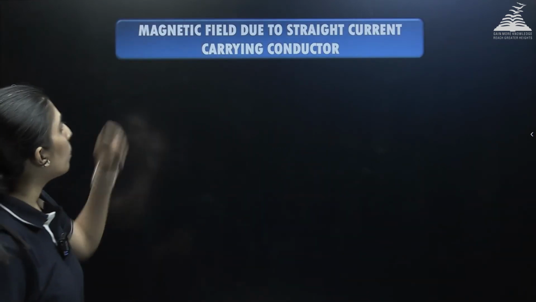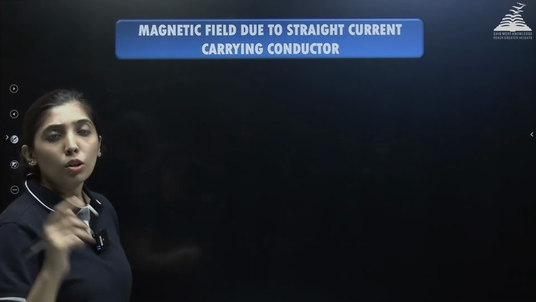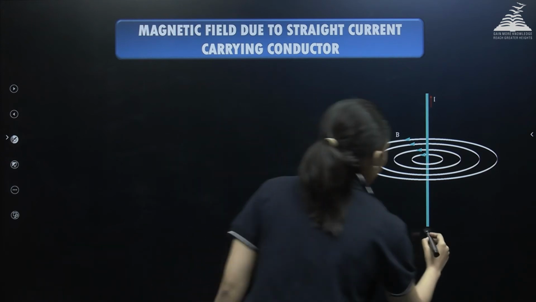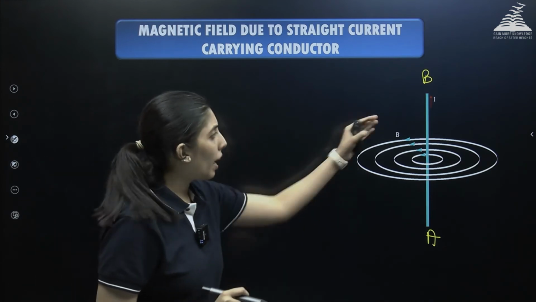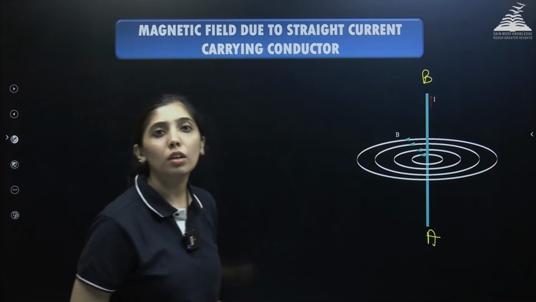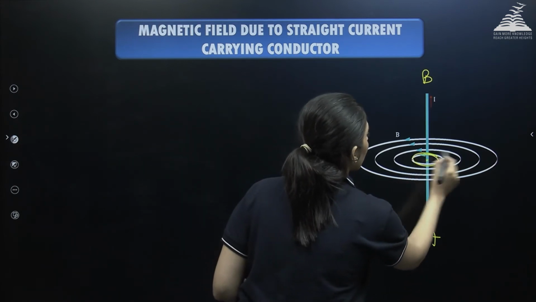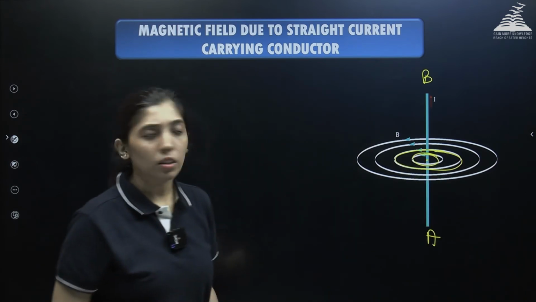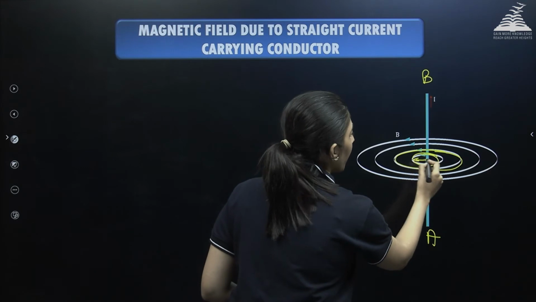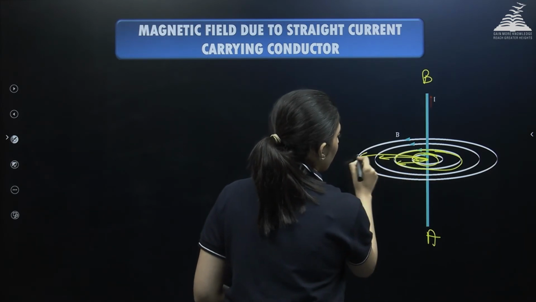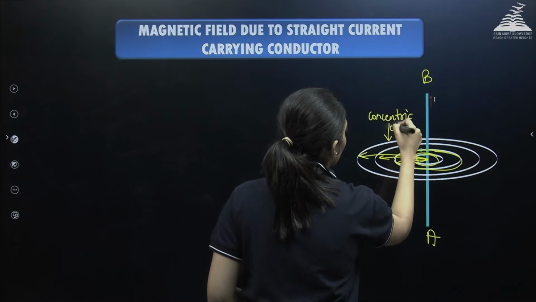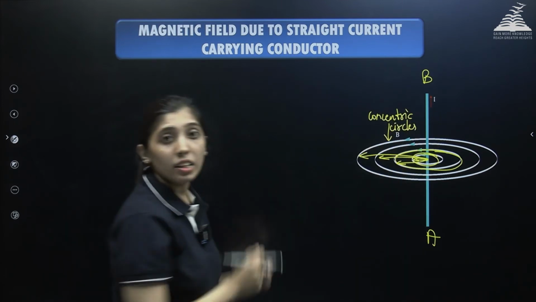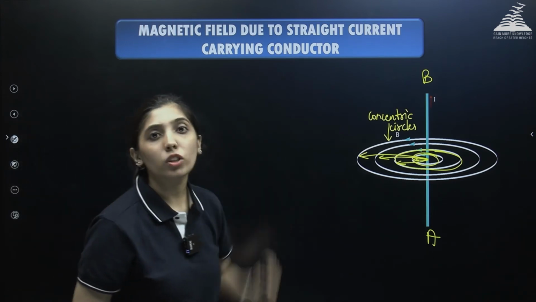Now that we understood magnetic effects of electric current, let's move on to study the magnetic field due to a straight current carrying conductor. To study this, let's consider a conductor AB. Current flows from A to B. The magnetic field at any point on the conductor is given by the concentric circles drawn at that point. So we all know what a concentric circle is. It has the same center but different radius. And the field lines formed will always be perpendicular to the direction of the flow of current.